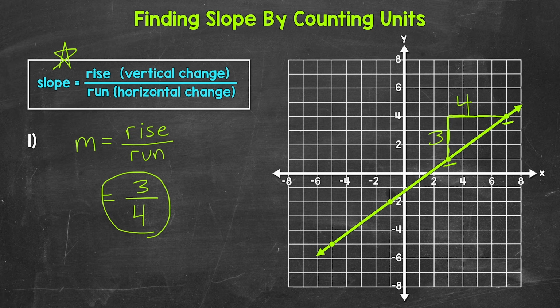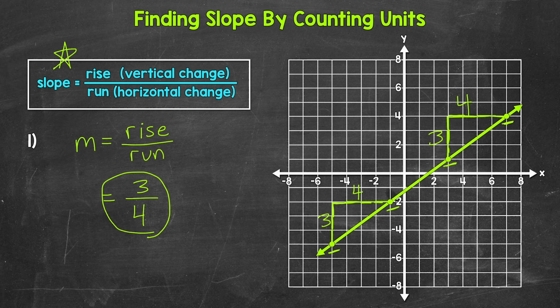Now before moving on to number 2, I do want to go over how any other 2 points will work as well. So if we pick this point right here and this point right here, let's see what the slope will be. Well, we go up 1 unit, 2 units, 3 units. So our rise here is 3. And then we go over 1 unit, 2 units, 3 units, 4 units. So our run is 4. We end up with the same slope.